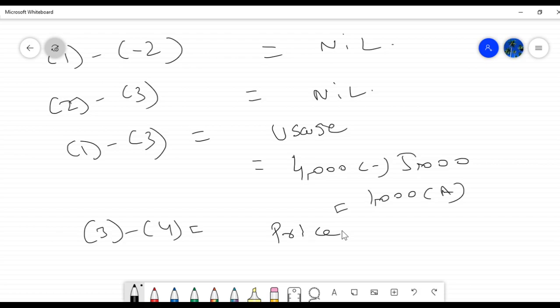Then what about the next one? 1 minus 4 equal to cost variance. One is 4000 and another one is 7500. That is 3500 adverse. Okay. You can cross check by applying the formula. You will get the answer. That is usage plus price equal to cost variance. Usage is 1000 adverse and price 2500 adverse equal to cost variance 3500 adverse. Okay, that is the cross check. We'll go to the next problem.